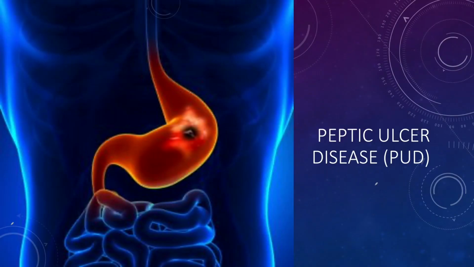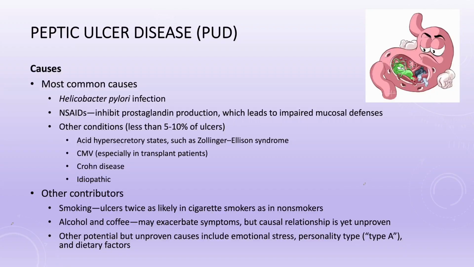All right, coming back, we have peptic ulcer disease, okay? We just finished talking about H. pylori and gastritis. Peptic ulcer disease is kind of like that next step. It's when we start getting erosion inside the stomach, okay? So the most common causes are things that we have just talked about over and over again, but we are mentioning them again.